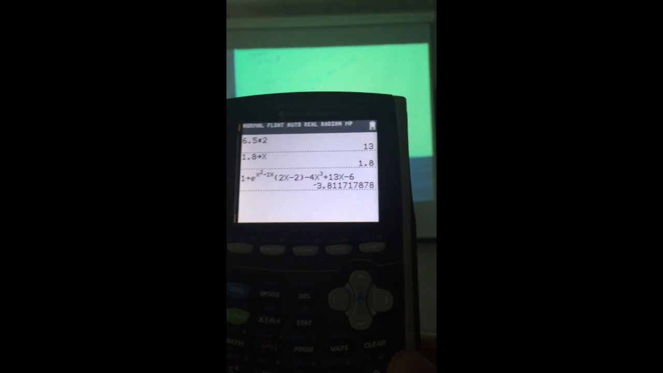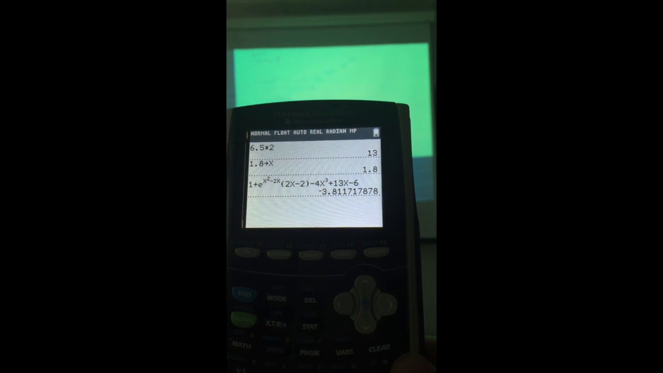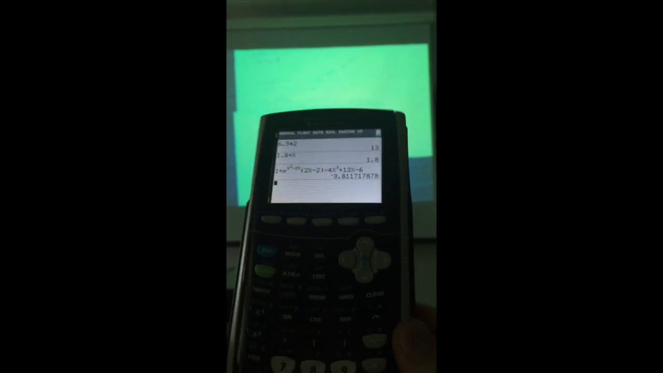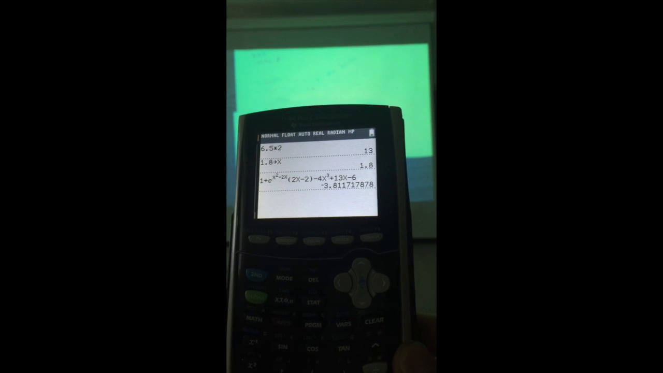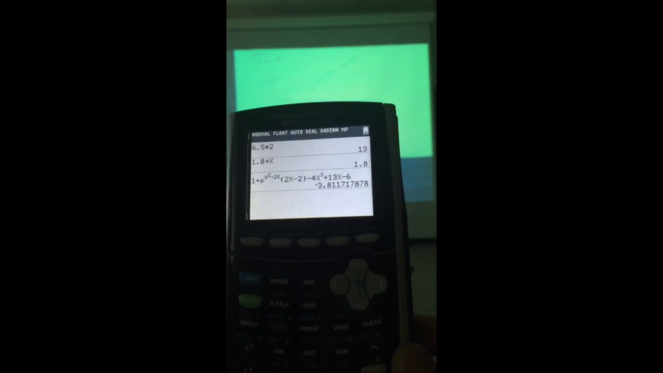To do this, you press 1.8, then STO, then X. Now we can put in our equation for the rate of change. Then all we have to do is press enter, and there's our answer. Same as what we got when we plugged the equation into the calculator.